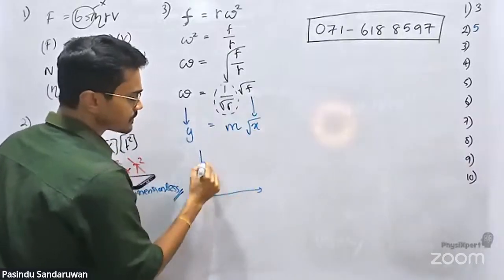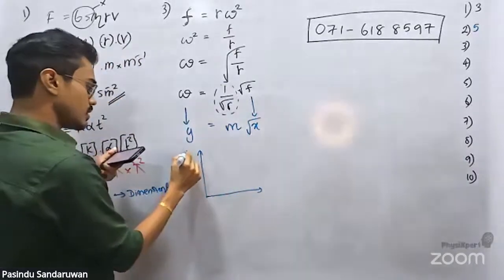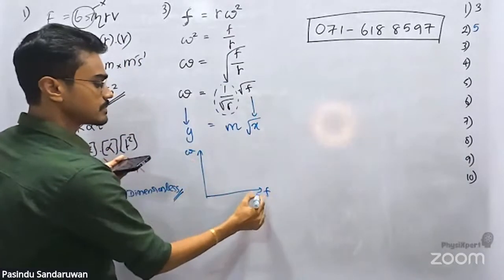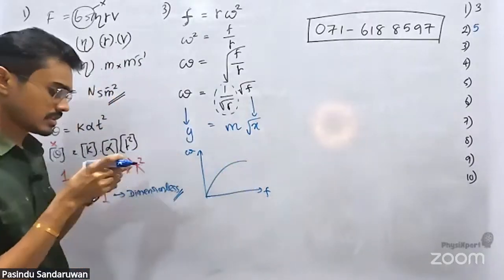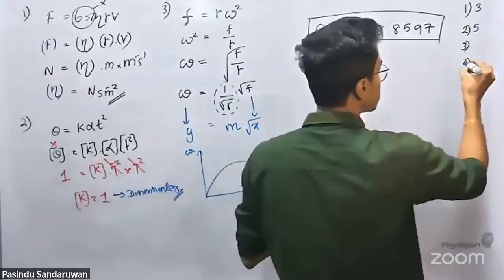That is a standard shape, omega with f. Y equals m root x, the standard shape is this. Answer 3. For 3, answer 3.